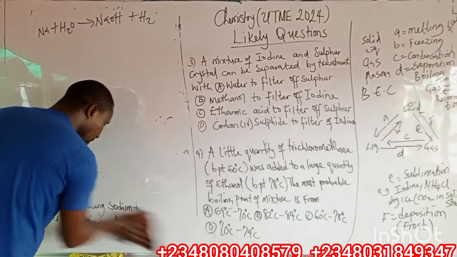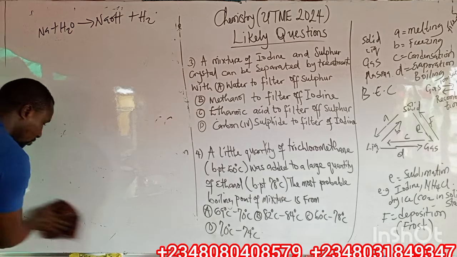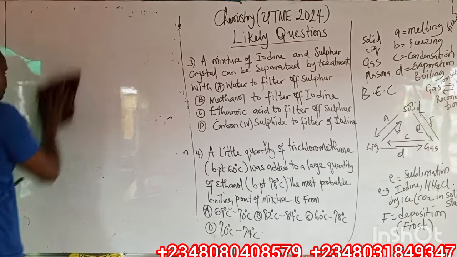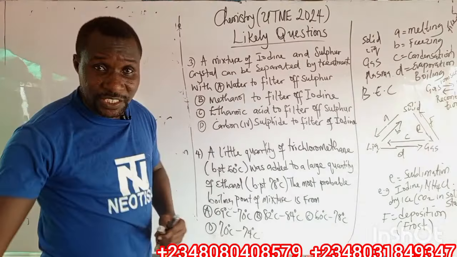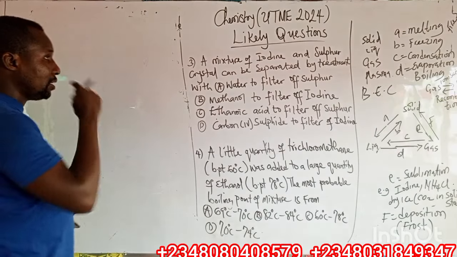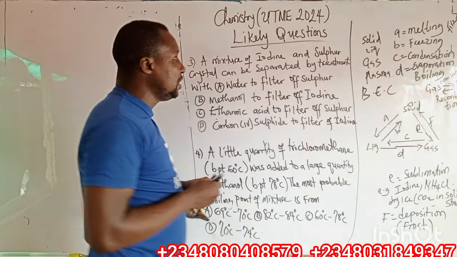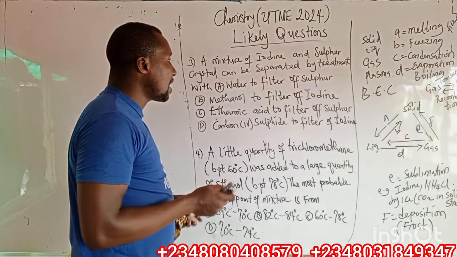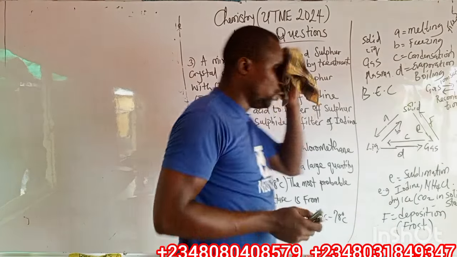Number three. Let's go to number three. We are still going through 70 questions, please, great students. This is 90 plus in chemistry. A mixture of iodine and sulfur crystal can be separated by treatment with.